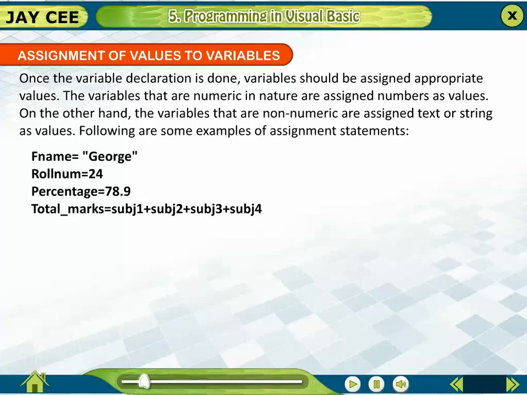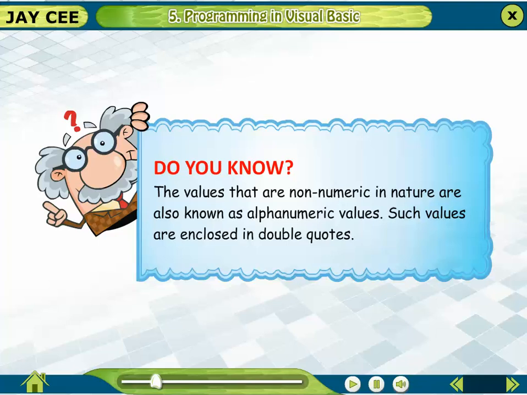F_name is equal to George, roll_num equal to 24, percentage is equal to 78.9, total_marks is equal to subject1 plus subject2 plus subject3 plus subject4. Do you know the values that are non-numeric in nature are also known as alphanumeric values? Such values are enclosed in double quotes.